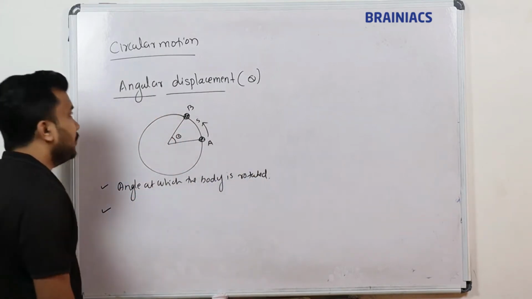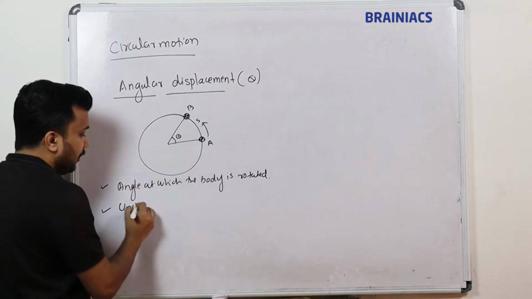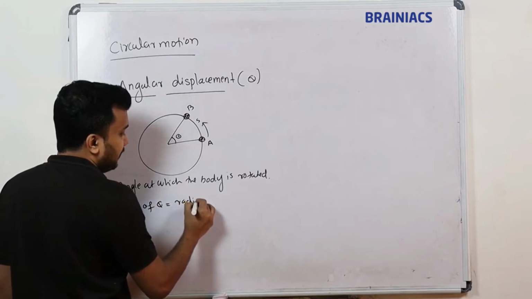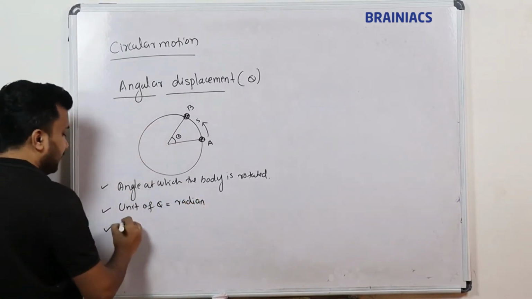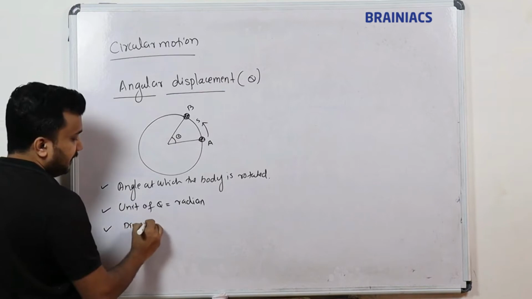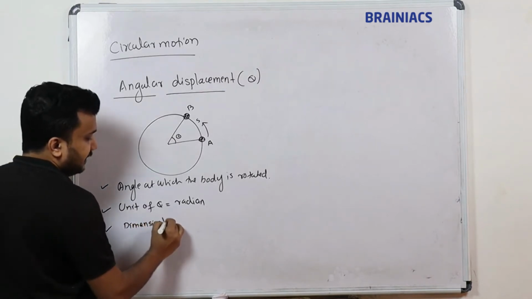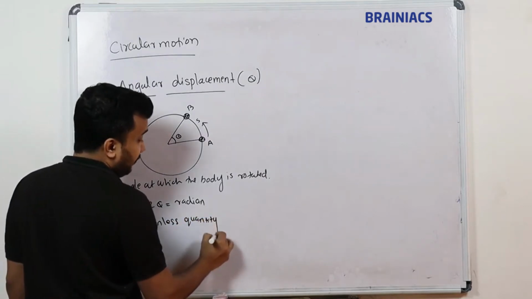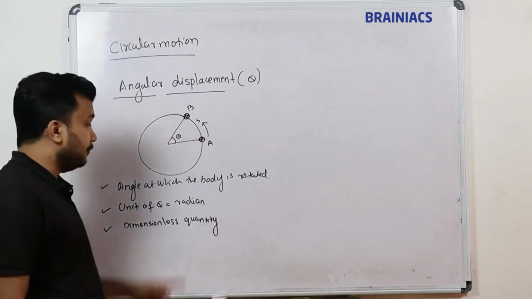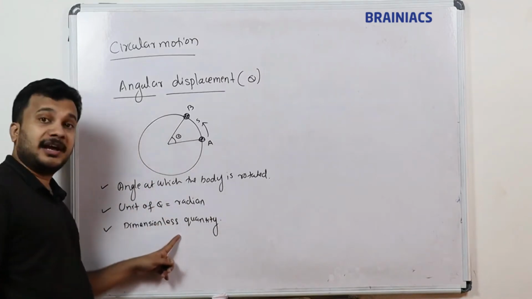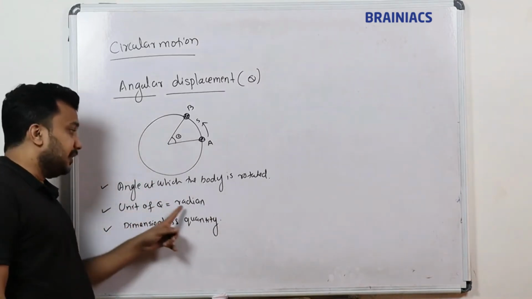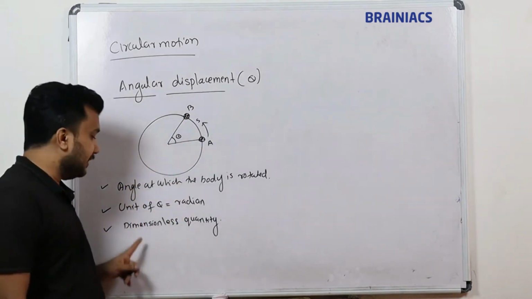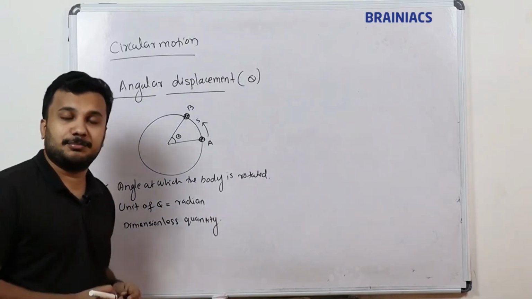This is the first definition. The second point is the unit of angular displacement. The unit of theta, the standard SI unit, is called radian. And its dimension, I can say it's a dimensionless quantity. There are very rare quantities in physics which have a unit but no dimension. So theta's standard unit in the international SI system is radian and it is a dimensionless quantity. All these points are important.